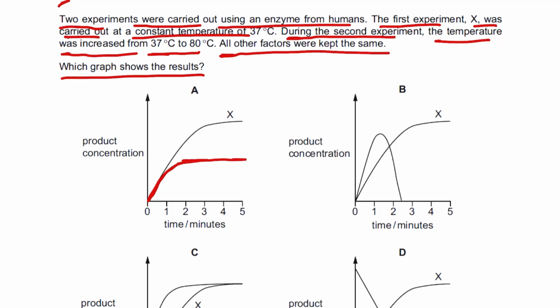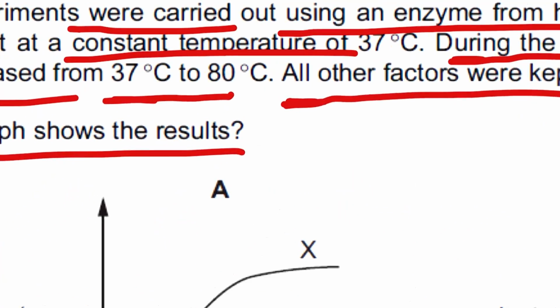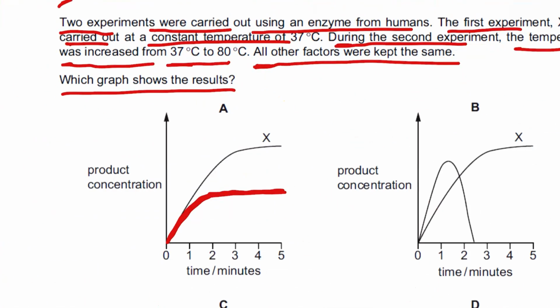So there will be a lower product concentration compared to the first experiment, because the reaction stops earlier. The reaction stops quickly without converting all the substrates to product. That's because the enzymes denature, and the enzymes denature due to the increase in temperature. So the answer should be A.